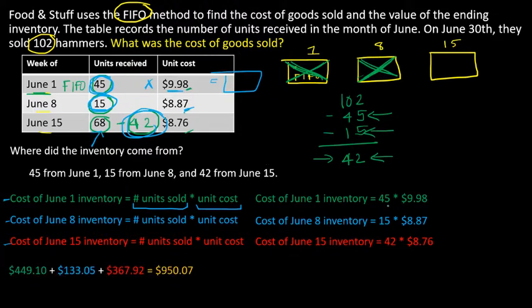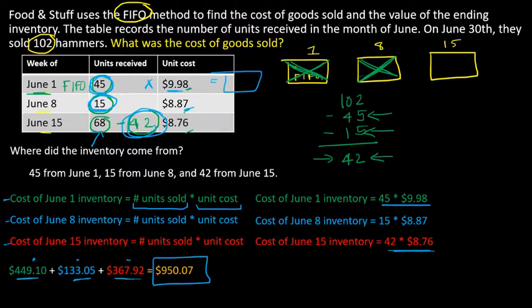Okay, so simplifying, 45 times 998 works out to 449.10. The June 8th inventory turned out to be 133.02, and then 42 times 876 turned out to be 367.92. So these are each the individual cost from each date. So I'm just going to take the total. And the cost of my goods sold was $950.07.